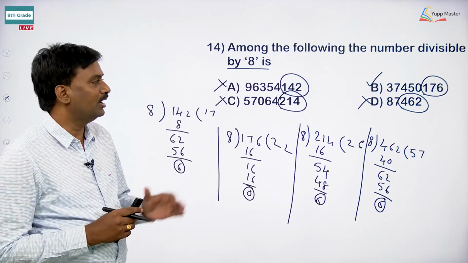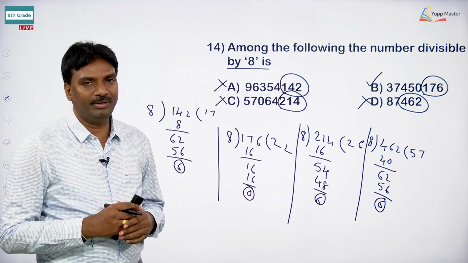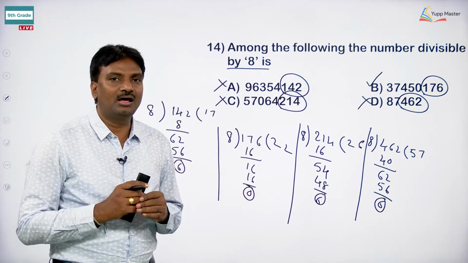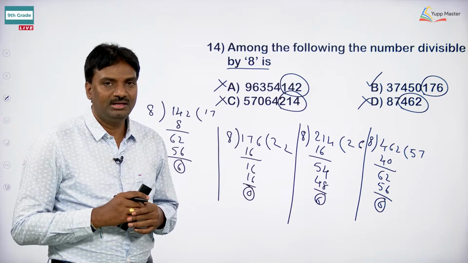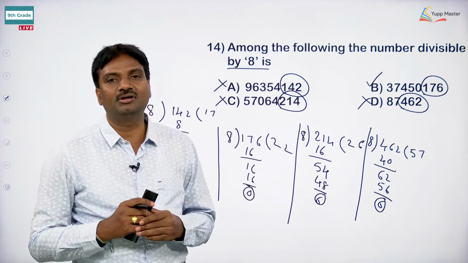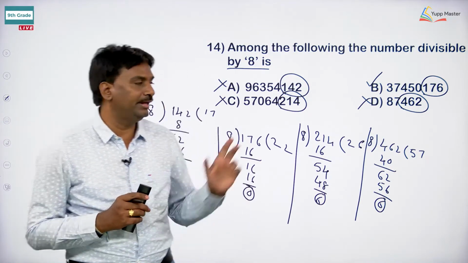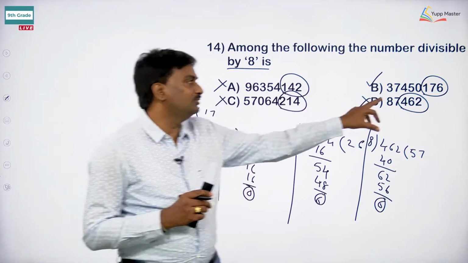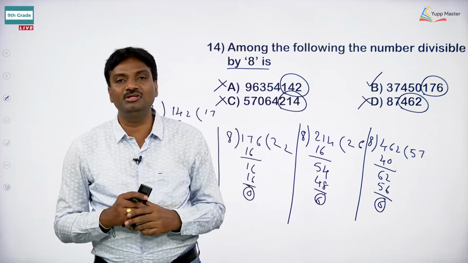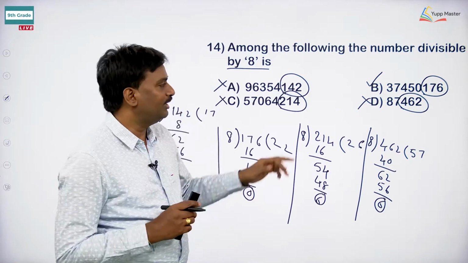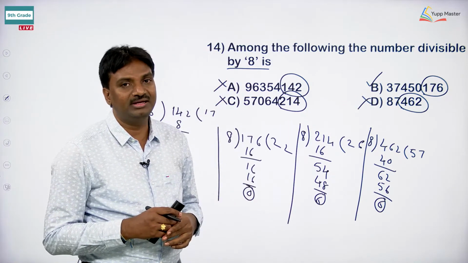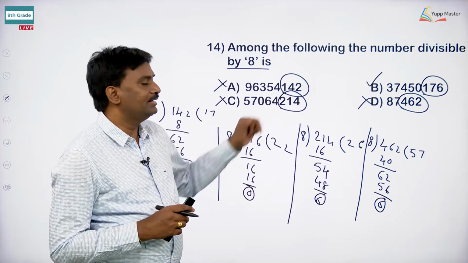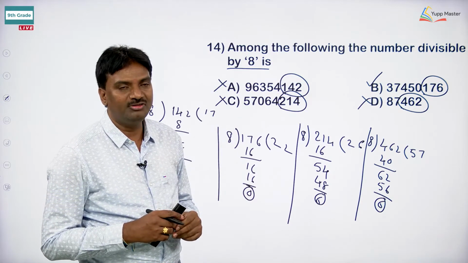So for the given problem, the correct option is only B. By considering the last 3 digits of the given number in every option A, B, C, D, only 176 is divisible by 8. So that is why we can say the number 37450176 is divisible by 8. Here the number 142 is not divisible by 8.